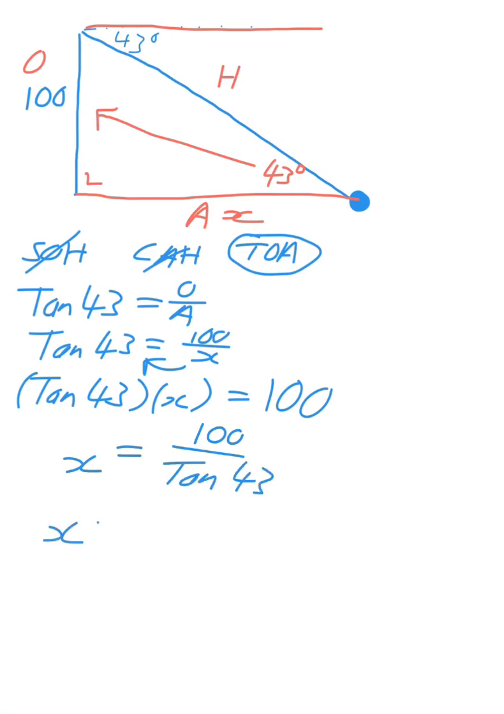Put that into your calculator now, and x is equal to 107.236 meters. So in this question, we'll actually round it to the nearest whole number. So we'll say x is equal to 107 meters. And that's my answer. Okay, let's have a look at another one.